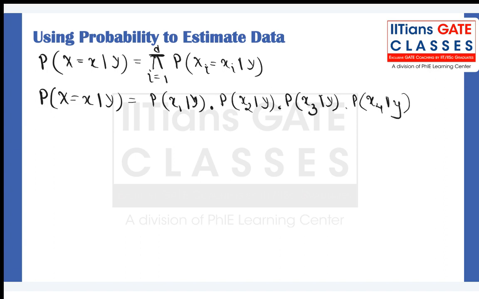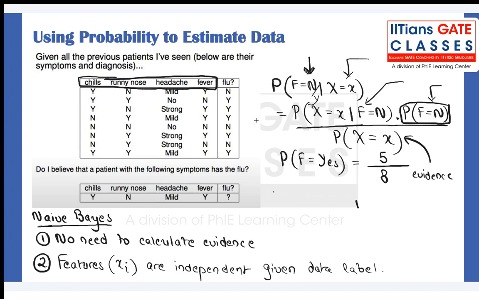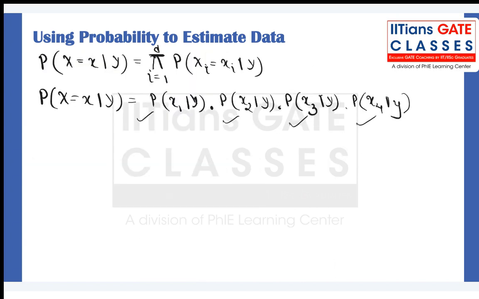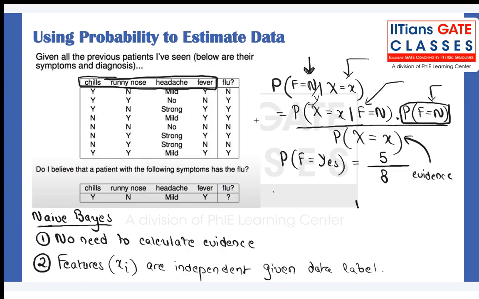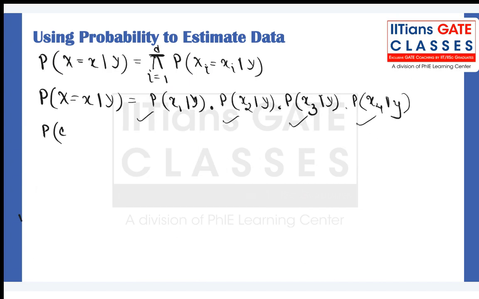Can you calculate each of these individual probabilities by looking at the data? We just calculated it earlier, right? You have to look at each of these features one by one, and calculate. For example, let me do it for the first one. X1 denotes whether the person has chill or not. So what is the probability that the chill is yes, given that the flu is yes?